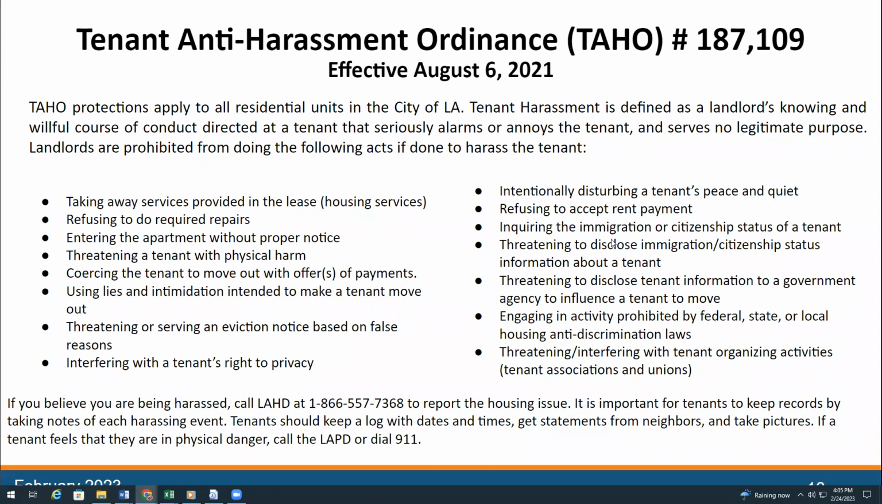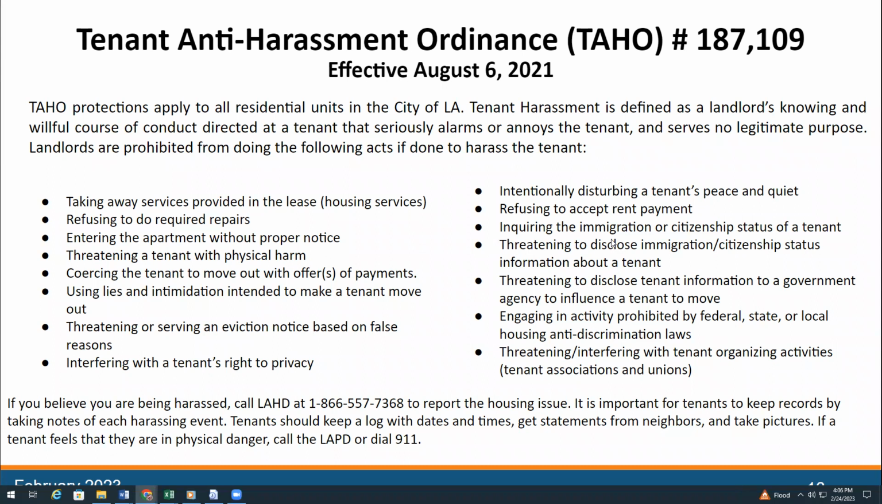Okay, next slide is covering the tenant anti-harassment ordinance, which is very important for all to be aware of, both tenants and landlords. This law became effective August 6th, 2021, and it specifically defines harassment in the ordinance with enumerated examples of what is considered harassment. So the definition is really a course of conduct by the landlord against a tenant that's targeted with the intended purpose of annoying the tenant and serves no legitimate purpose.